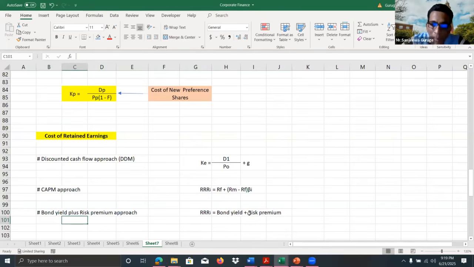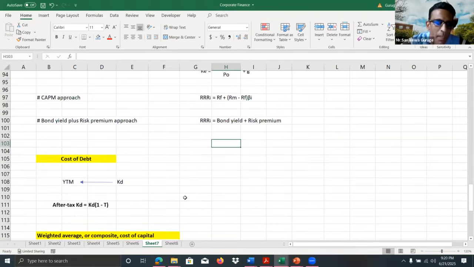Bond yield plus risk premium is entirely based on this principle, CAPM, right? Because CAPM provides that basis too. When we are going to make an investment, at minimum we need the risk-free rate, and for the risk we take, we need additional return, right? So these different methods can be used to estimate the cost of retained earnings.